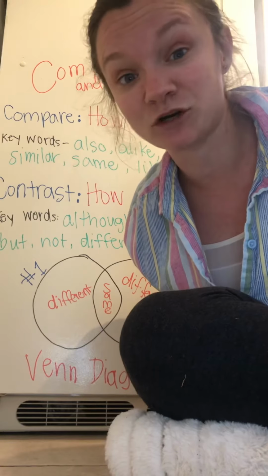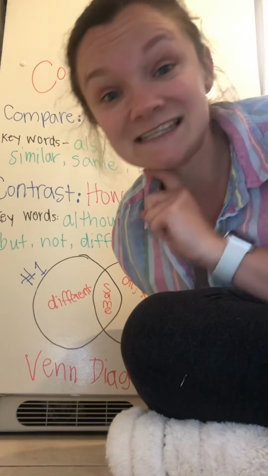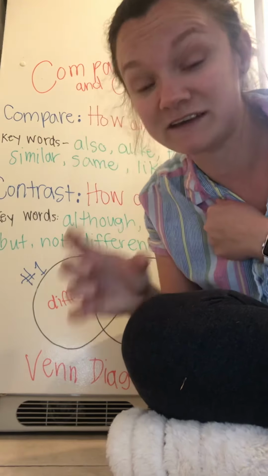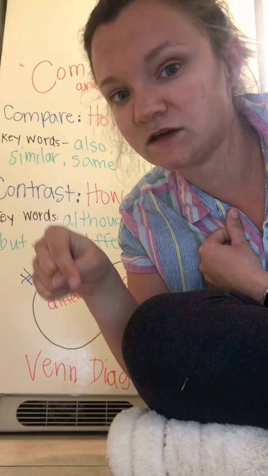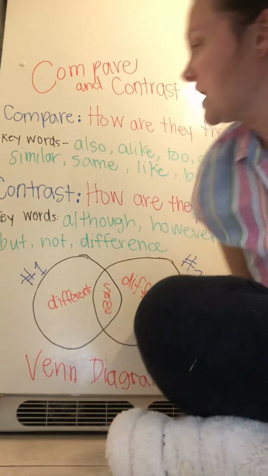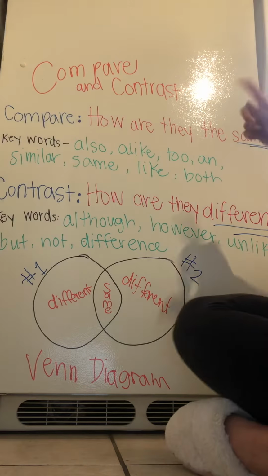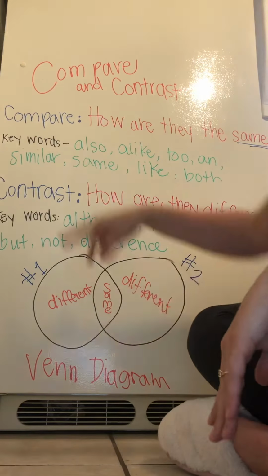So let's look at this board together, and don't worry if you can't see everything on it. I will be taking a picture of it and putting it in the comments so that you can get a closer look with mom and dad, okay? So comparing and contrasting. We've talked about this before.